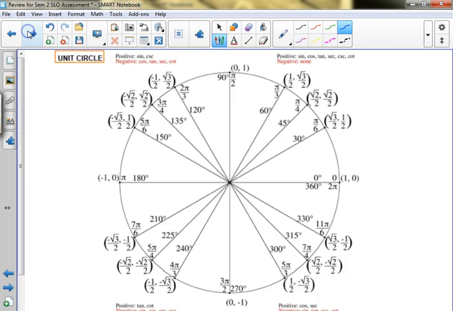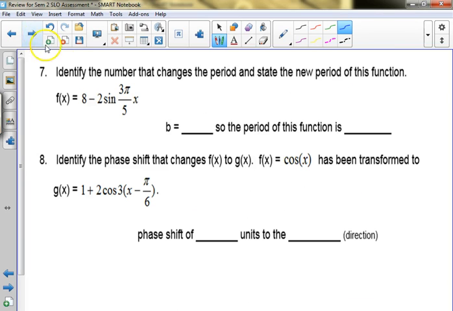All right, let's see if we can make it at least to 10 here, okay? Identify the number that changes the period and state the new period. What is the funky number out of this mess that's going to affect the period? This whole thing, right? 3 pi over 5. And what is the relationship that we have to have memorized? 2 pi divided by b is the new period.